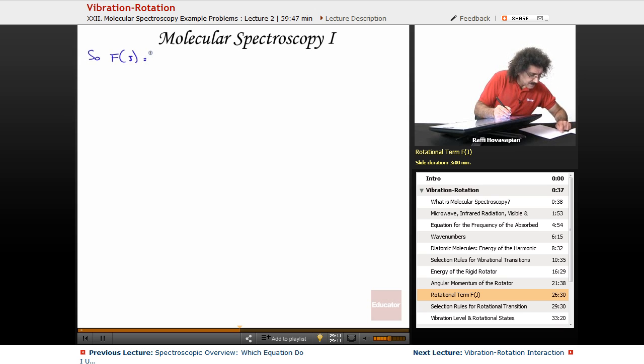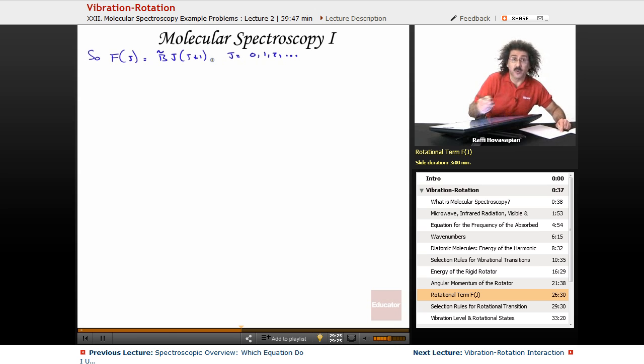so F of J is equal to B tilde times J times J plus 1, where J takes on the values of 0, 1, 2, and so on. And B is, of course, what we just said. F of J is now in inverse centimeters.